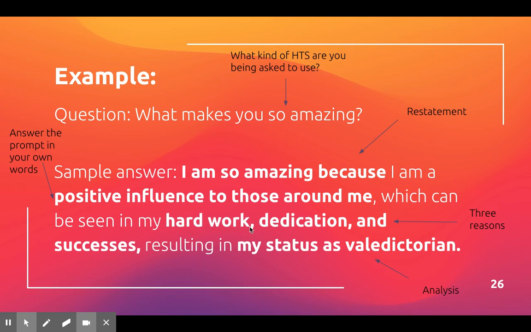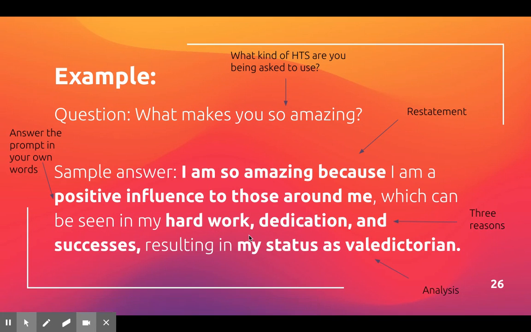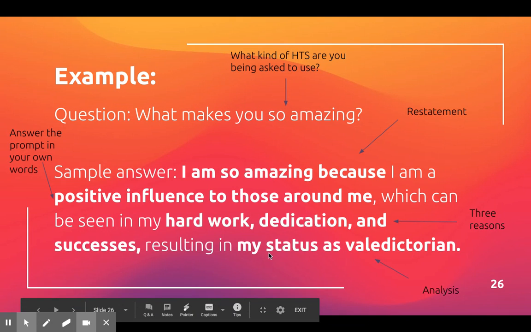And I'm going to give you 3 reasons as to why I'm a positive influence to those around me, which can be seen in my hard work, dedication, and successes. And then finally, my extension is going to be my analysis, resulting in my status as valedictorian. So this part right here is kind of like the impact, right? So all of this has resulted in this. My status is valedictorian. So that is why I am so important or so amazing.